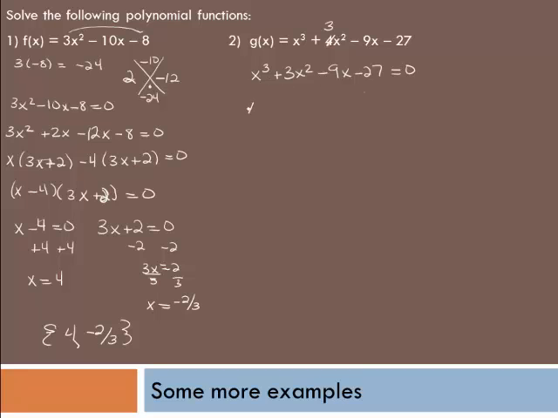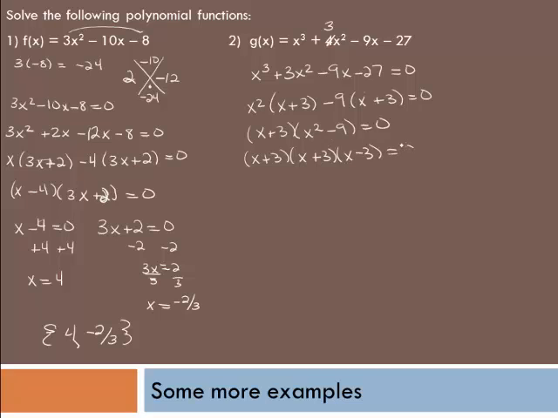I can factor an x squared out of the first term, and that gives me x plus 3, and I can factor a negative 9 out of the second, and that gives me x plus 3. Now when I factor this out, I have a difference of squares. So I have x plus 3, and then x plus 3, x minus 3 because of my difference of squares.